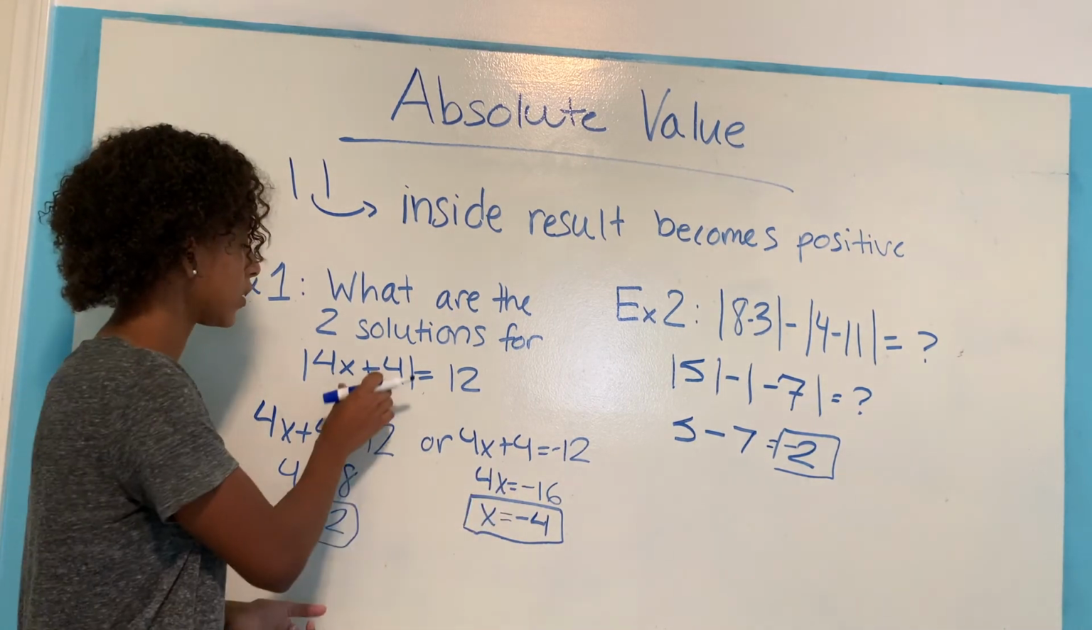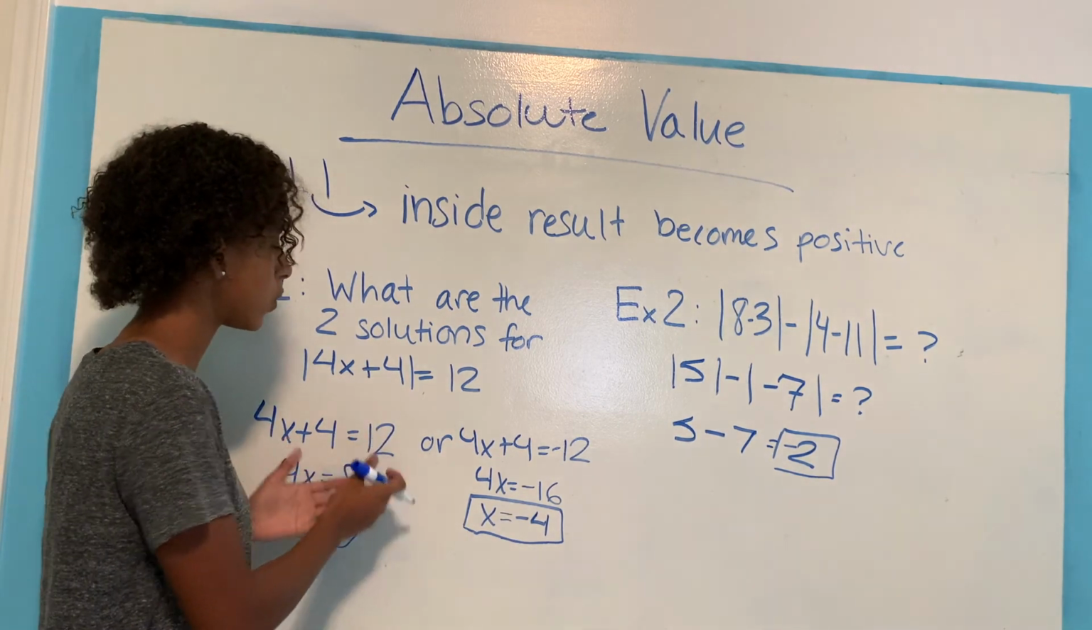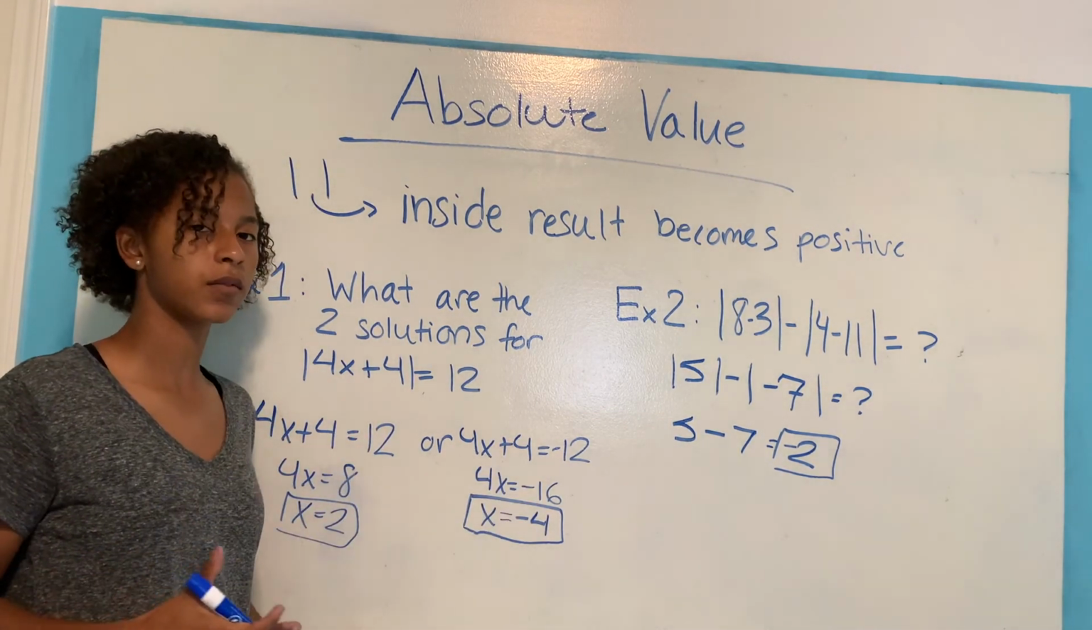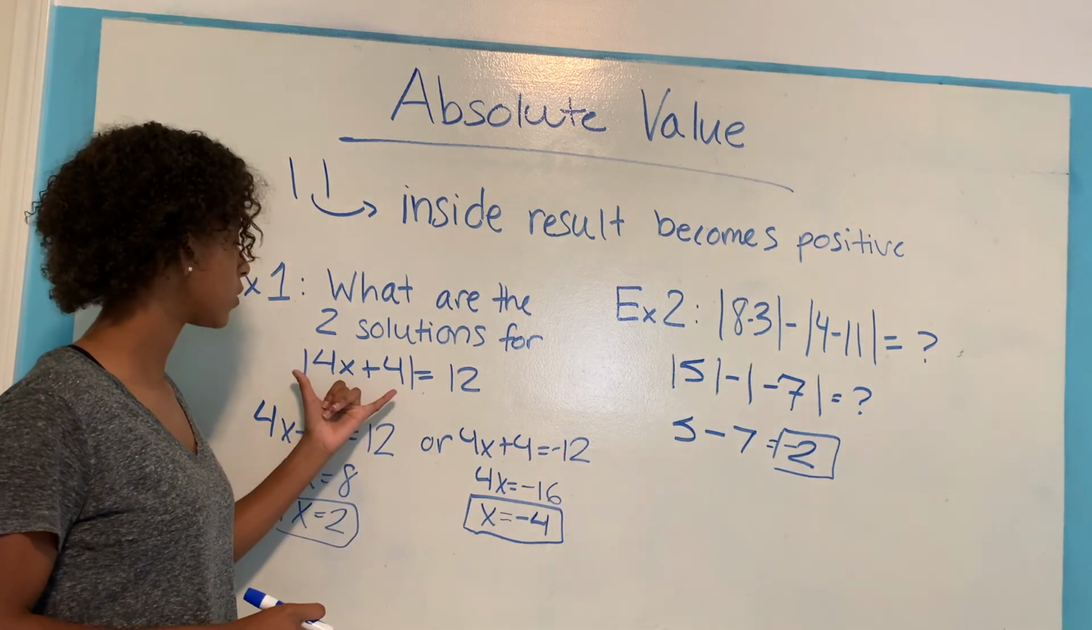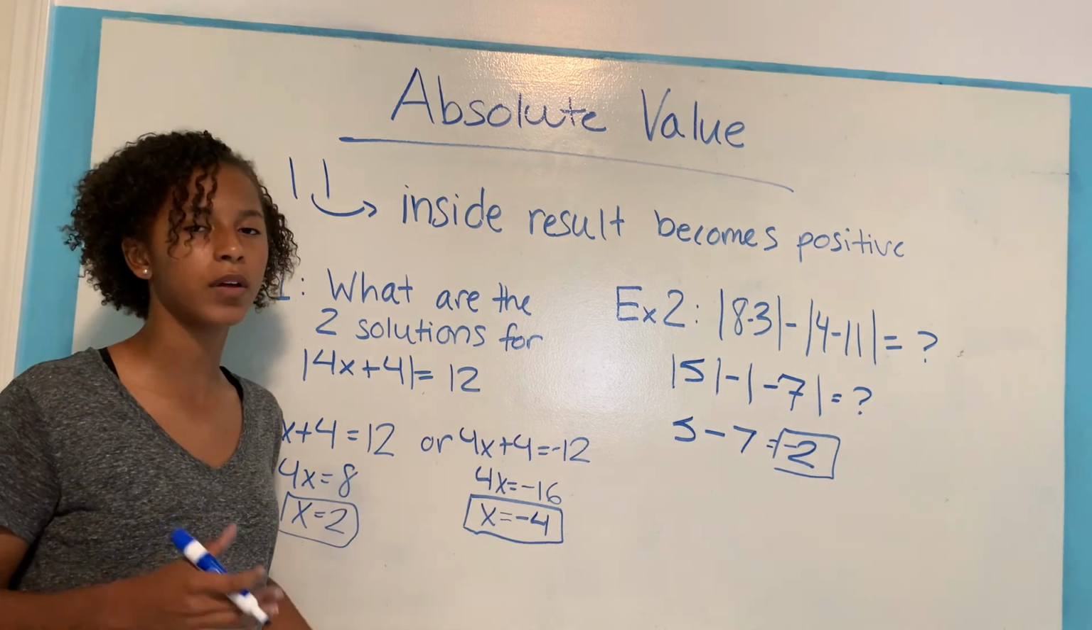They just want to see if you know what the terms inside the absolute value bars can equal. In this case, they can equal 12, and they can also equal negative 12, because you know once those absolute value bars do their magic, it's just going to pop out as 12 anyway, right?